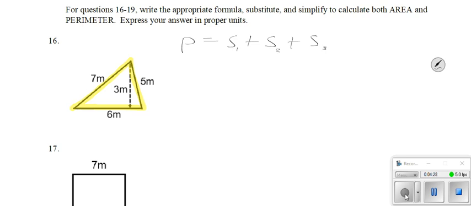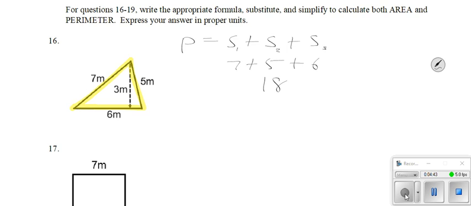The first side, doesn't matter which one you choose, 7 plus 5 plus 6. We know from the associative property of mathematics, the order in which we add 3 numbers together does not affect the sum. So we can just put them in any order we want. And when we add that up, 7 plus 5 plus 6, we get 18.